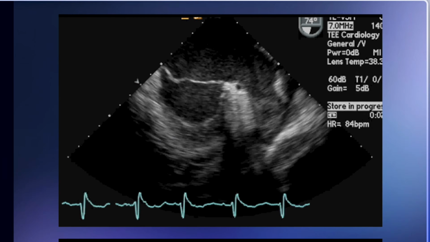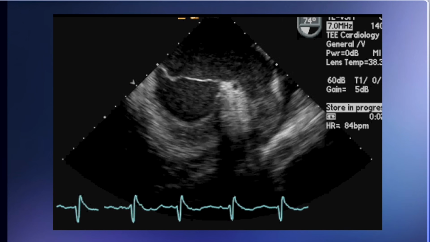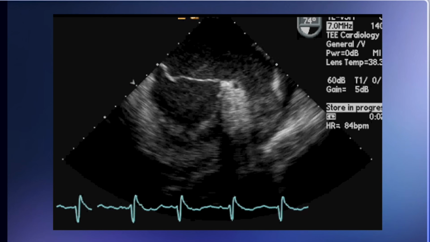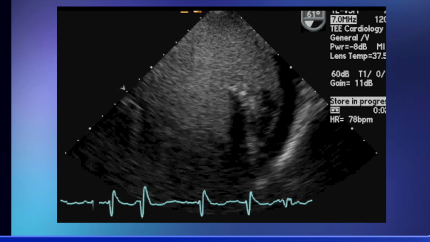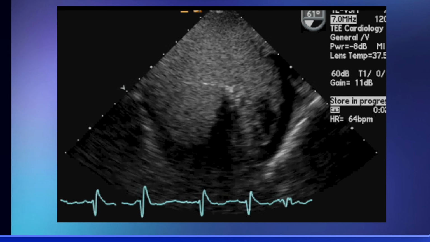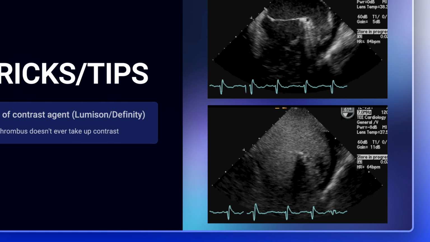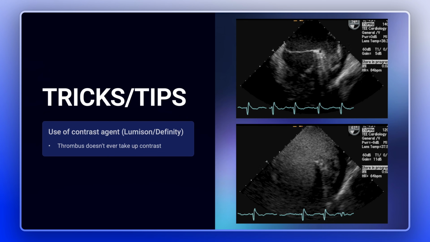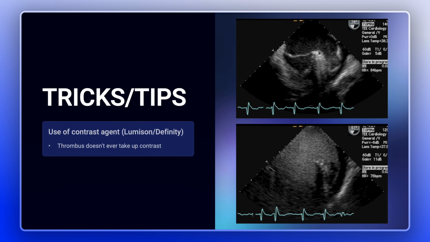You can see this present with the patient in the top clip, where you're not sure if that's just sludge and spontaneous echo contrast, or if it's actual thrombus, and then a contrast agent was given, and you can see this black object in the left atrial appendage. That should not be there. Sludge and spontaneous echo contrast will eventually take up contrast, so that would confirm that this patient has thrombus present.